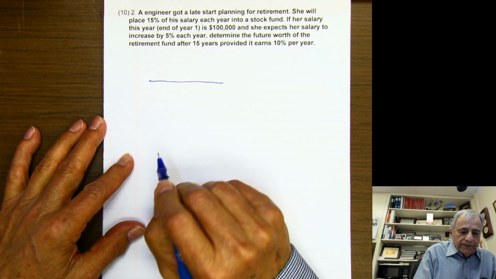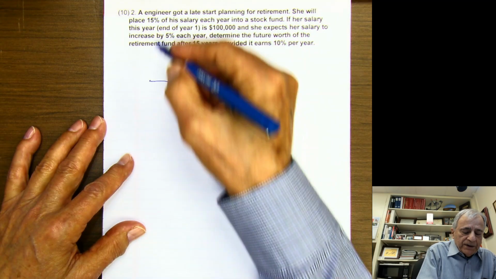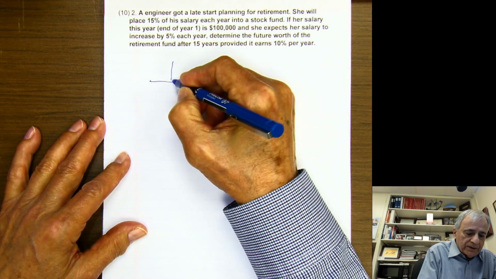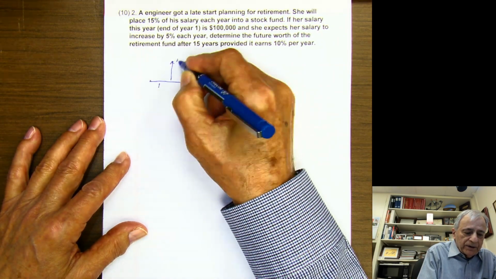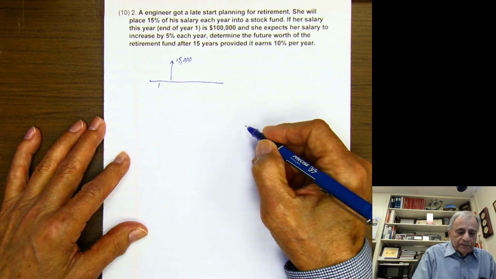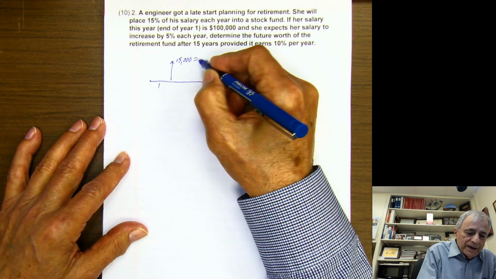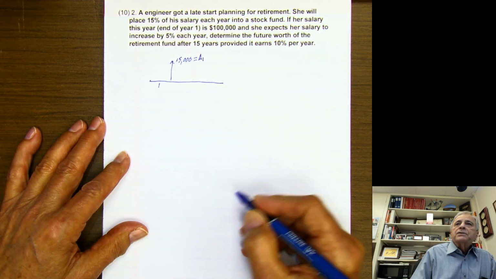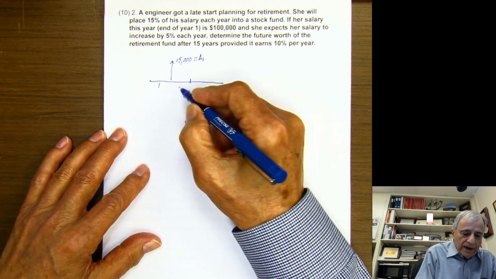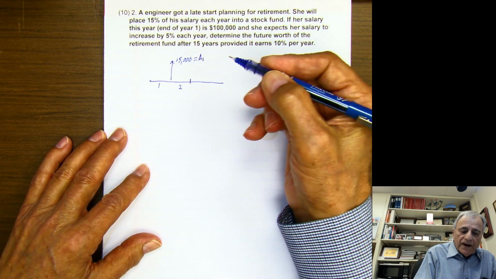She's earning $100,000 and she's putting 15% of that. So that's $15,000. That's going into the account the first year. So we call that A1 in our geometric series calculations. And then this is going up by 5% a year.